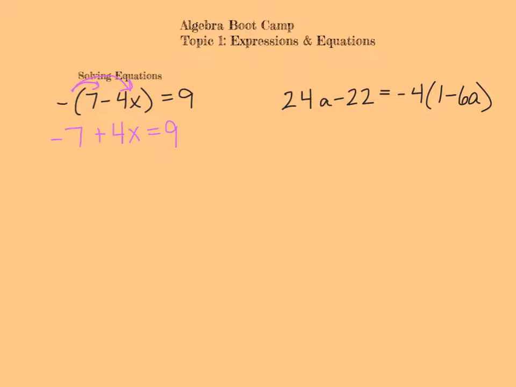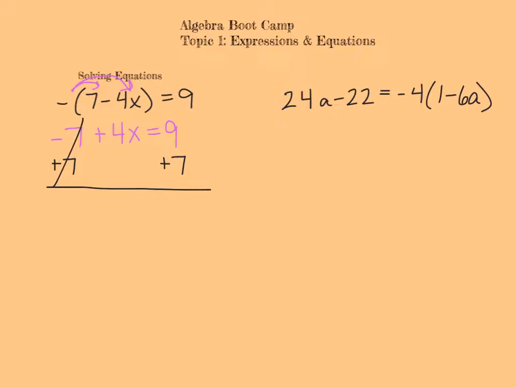To solve, we want to make sure that we get all of our x's on one side and all of our non-x's on the other. The way we're going to do that is we're going to add 7 to both sides, because as you can see, all of our x's are on the left, so we'll get all of our non-x's over to the right.